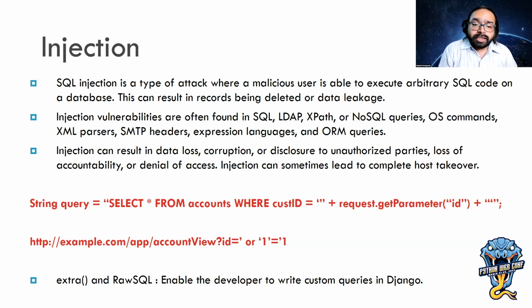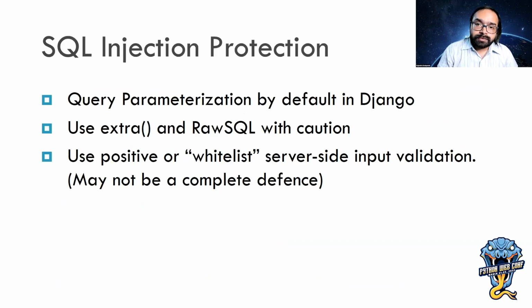Okay. So if you are using Django, then there are two things: extra and raw SQL. These functionalities you can use if you are writing custom queries in Django. So how can you achieve protection against SQL injection attacks? First one is query parameterization. And it is available by default in Django. That's a great feature. Then use extra and raw SQL with caution. You can use it only when it is really necessary, when you have no other option.